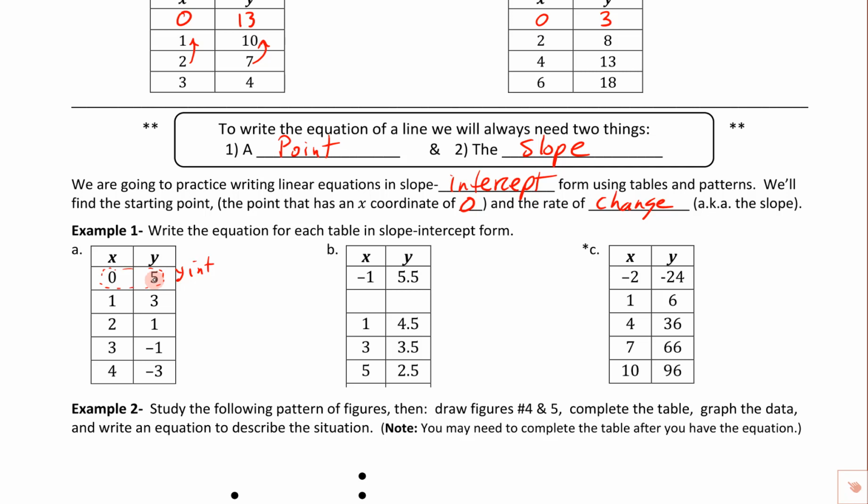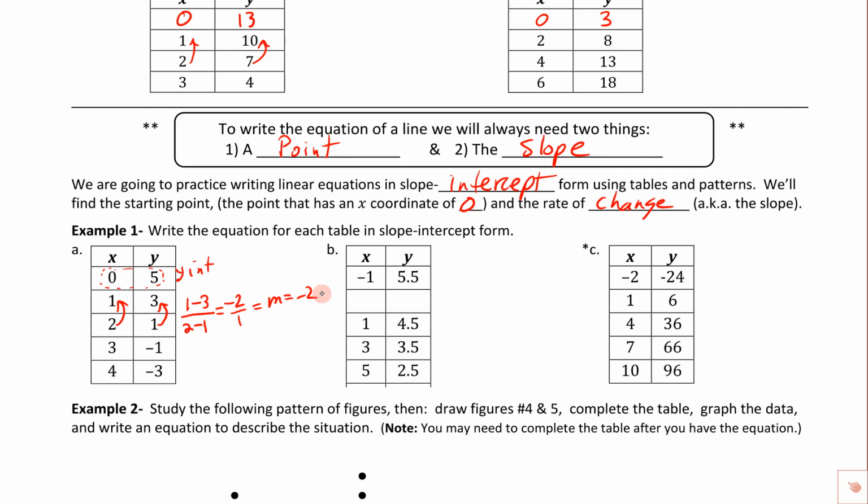And then in order to figure out what the rate of change is, or what the slope is, we're going to need to use our slope formula. So I'm going to do y2 minus y1 over x2 minus x1. So that's going to be a 1 minus a 3, and that's going to be a 2 minus a 1. So that's going to be negative 2 over 1, so that means our rate of change is negative 2.